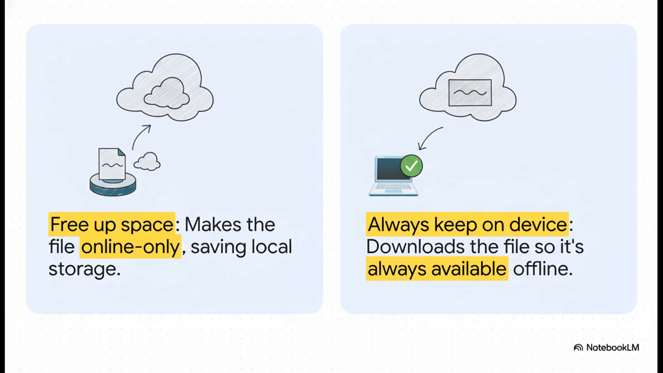Let's say you've got a huge file you're done with for now. Just right-click it and choose Free Up Space. Poof! It turns into an online-only placeholder. But on the flip side, maybe you have a critical presentation for a flight. Just right-click that file and select Always Keep on this device. It'll download and stay on your PC, ready to go, no internet required.